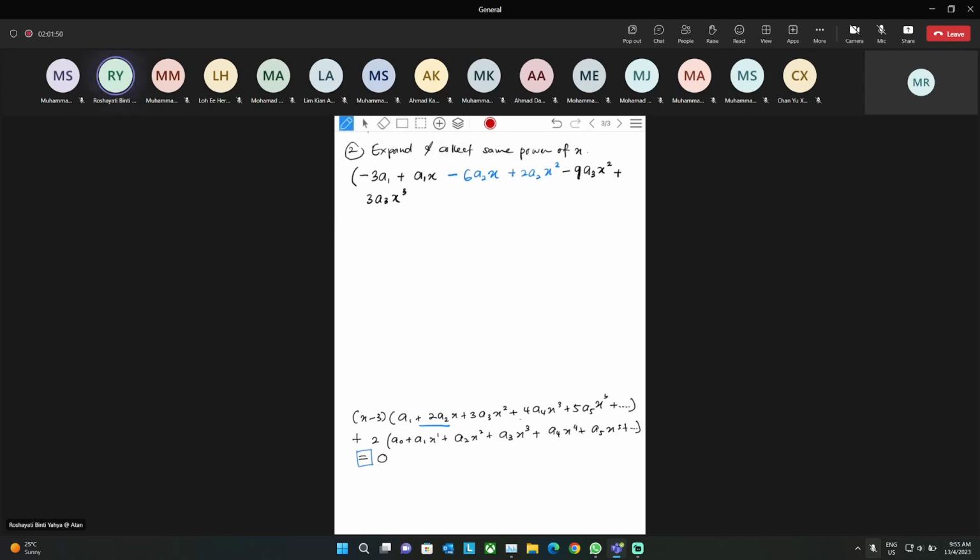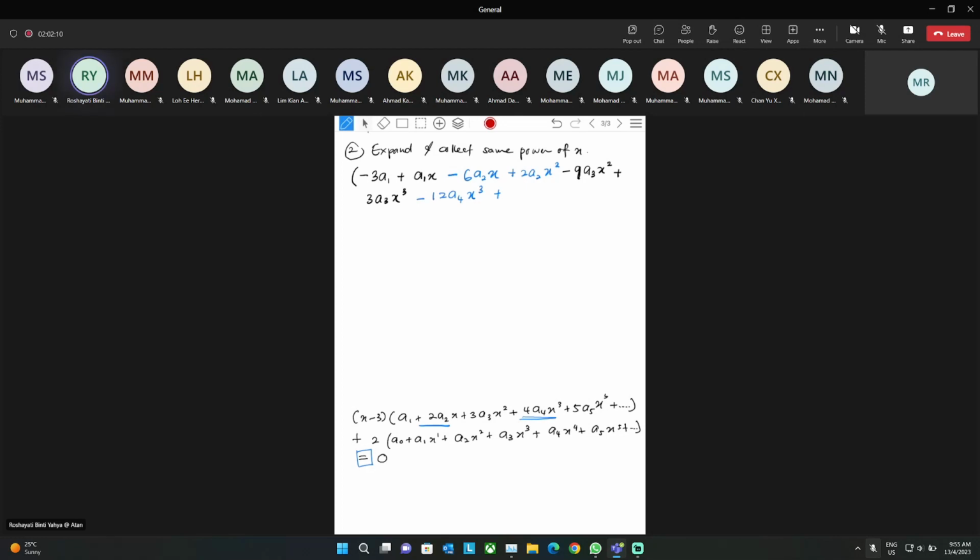And then go for A4 minus 4 times 3, minus 12A4x cube, plus this one multiply with x. Can you follow until here, class? 4A4x to the power of 4. If you cannot get this, please tell me so that I will assist you.